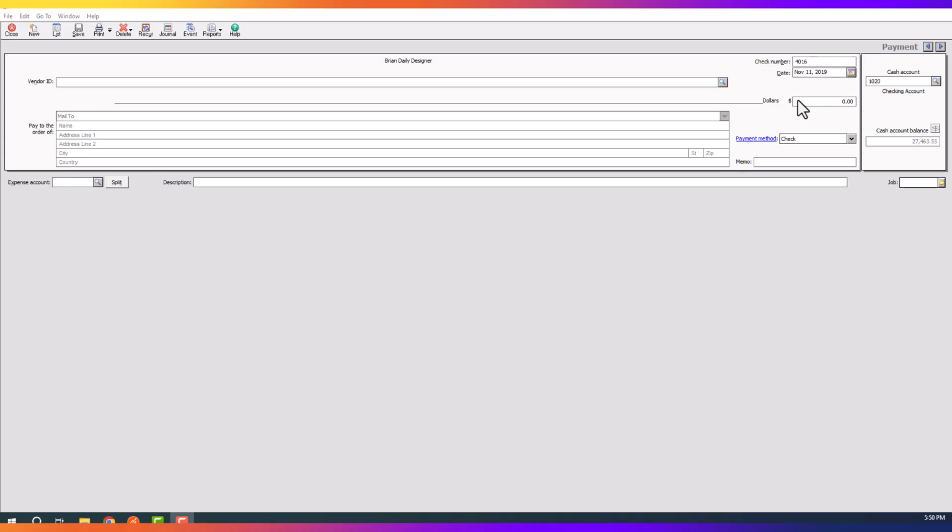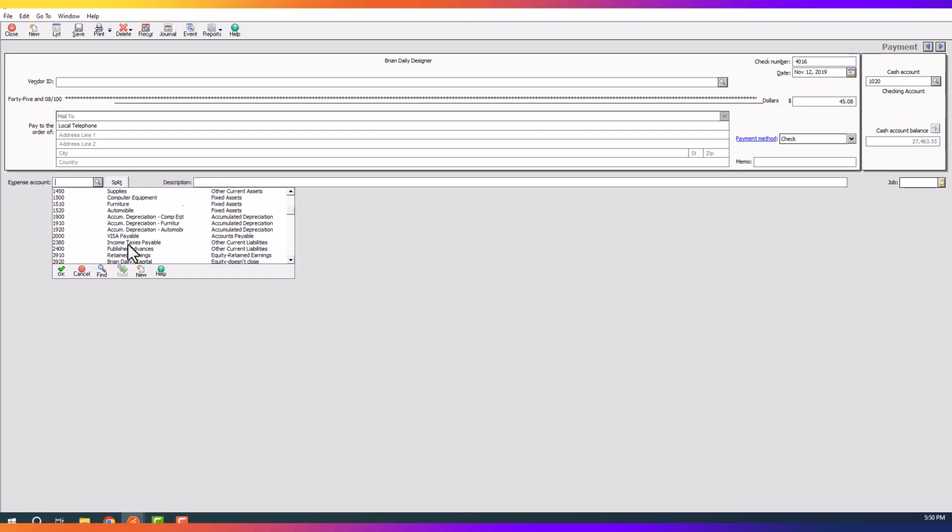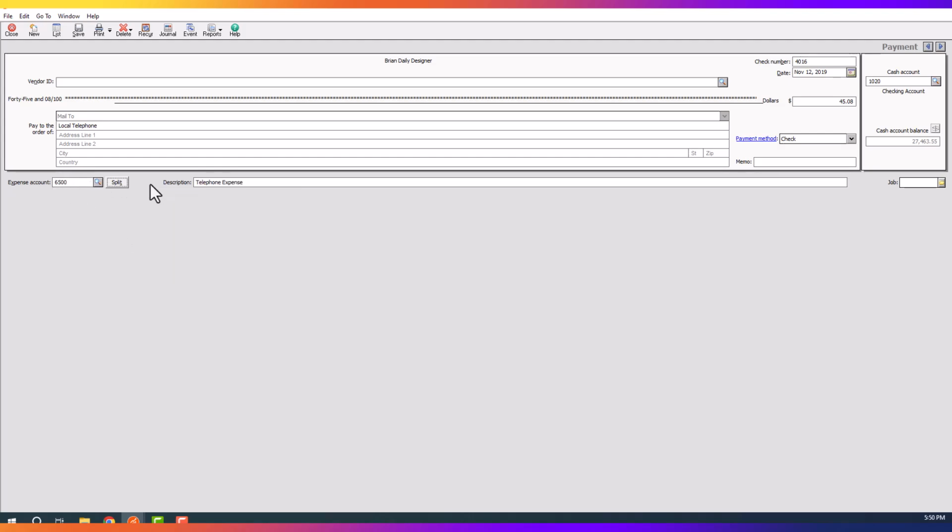I'm going to enter the details per the book. It's on November 12th. So I've got the amount in there, I've got the name, it's paid to the local telephone company. So now I'm going to find the appropriate expense for that local telephone. And there it is, telephone expense, account number 6,500. Once I got all the details matching, save the transaction.